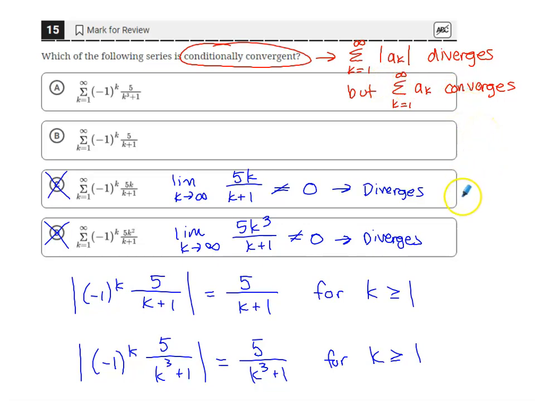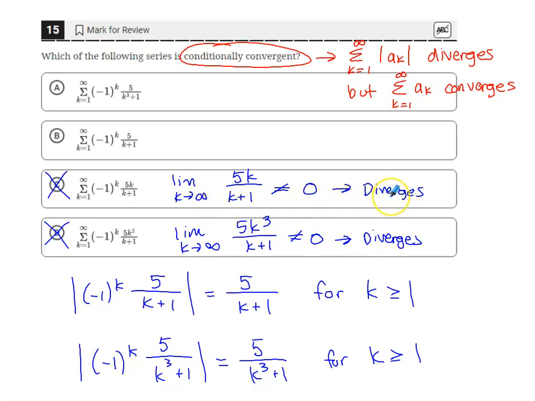Now, the first thing that I noticed here is that both of the rules for these series in options C and D, think about, without necessarily even involving the alternating portion, the limit as you approach infinity of 5k over k plus 1. That's going to have a limit of 5. These terms do not become closer and closer to 0 as the index gets larger and larger. These terms become closer and closer to 5.